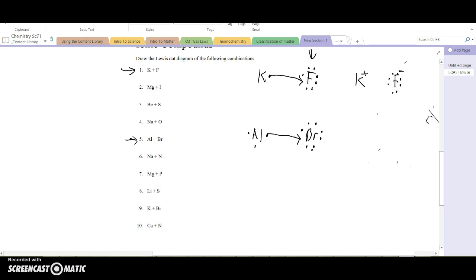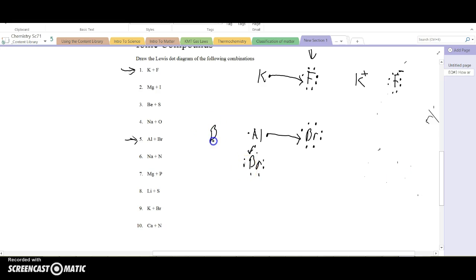Aluminum, on the other hand, is still wanting to get rid of 2 more electrons. So it's going to do that by giving it to another bromine atom. And that bromine atom has 7 valence electrons. Should have put a little bit more space in there. Now, aluminum still wants to get rid of this valence electron. Bromine has 1, 2, 3, 4, 5, 6, 7, 8 valence electrons, so that bromine is happy.